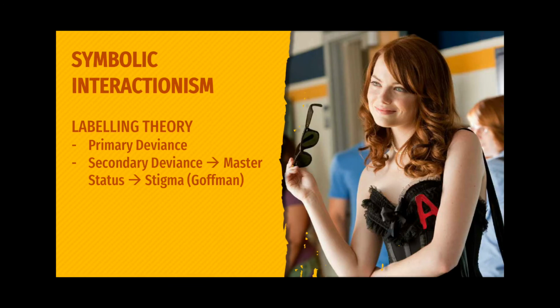Now, symbolic interactionism, if you remember, has something to do with how meanings are created and socially constructed in society through our social interactions as individuals and groups. And one of the theories under that to understand deviance is labeling theory. And again, if you remember, the basic thing about deviance in a sociological perspective is that it's deviant when society labels it as deviant, because certain societies do not label the same thing as deviant.